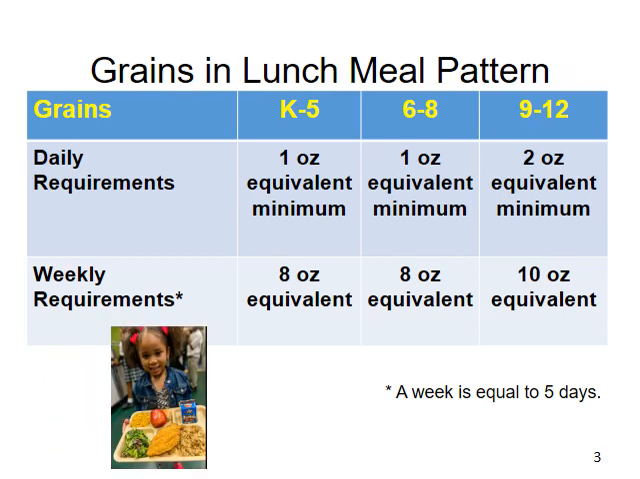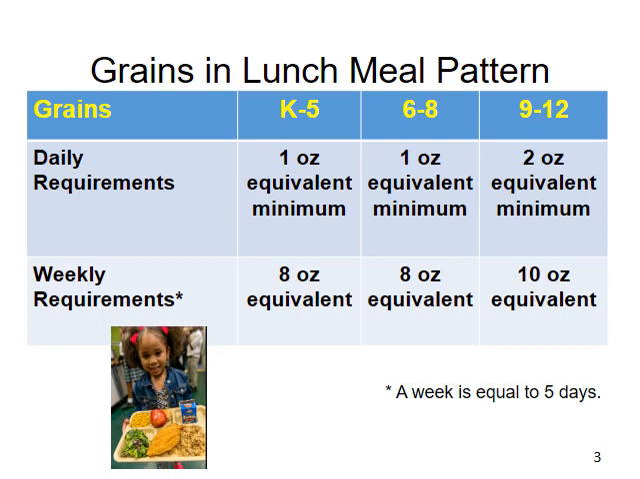At lunch, the grain component minimum daily serving requirement is a 1 ounce equivalent for grades K through 8, and for grades 9 through 12, the minimum daily requirement is a 2 ounce equivalent. Notice again there are weekly requirements that offer the menu planner flexibility. For grades K through 8, you must plan for 8 ounce equivalents for the week, and for grades 9 through 12, 10 ounce equivalents for the week.